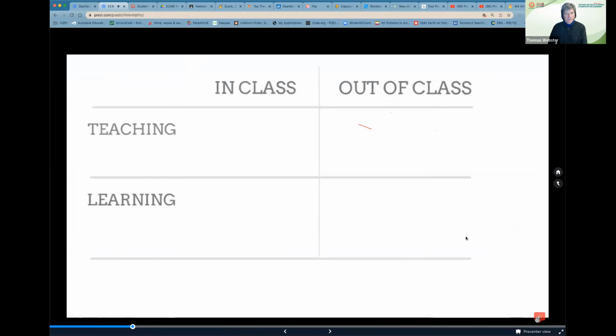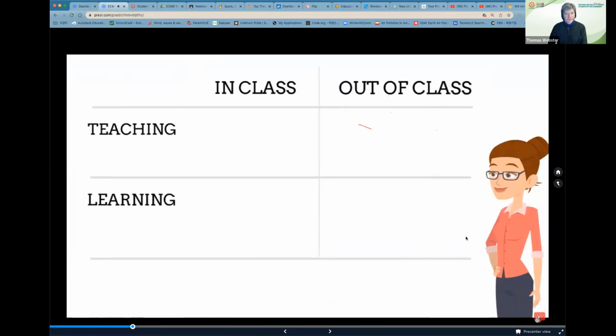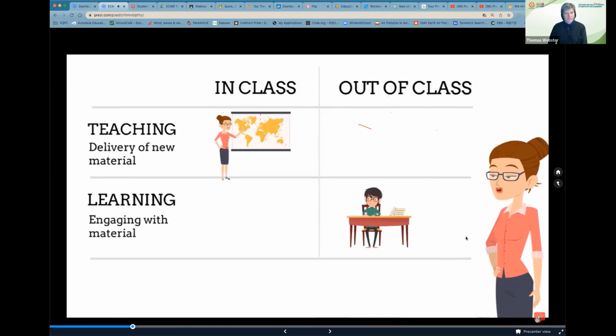We can summarize this setup with the following graph. There is a teaching phase, in which material is delivered, which takes place in class, and then a learning phase, in which students engage more actively with the material, which takes place out of class.